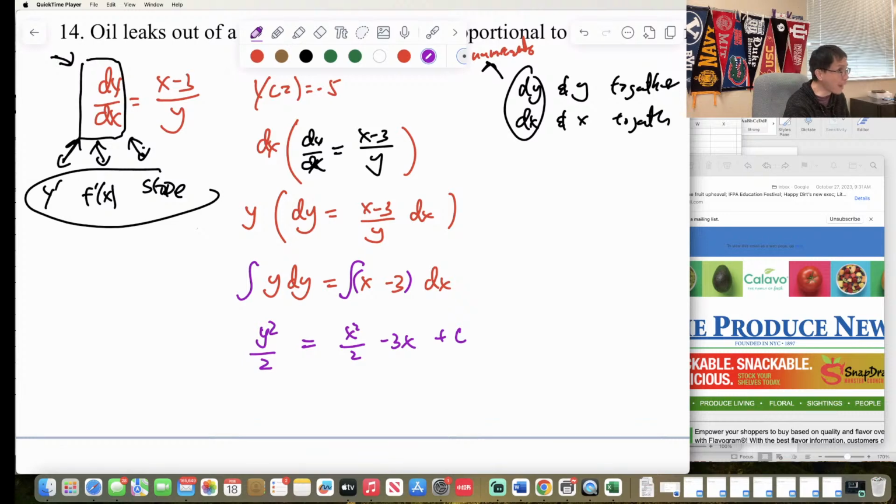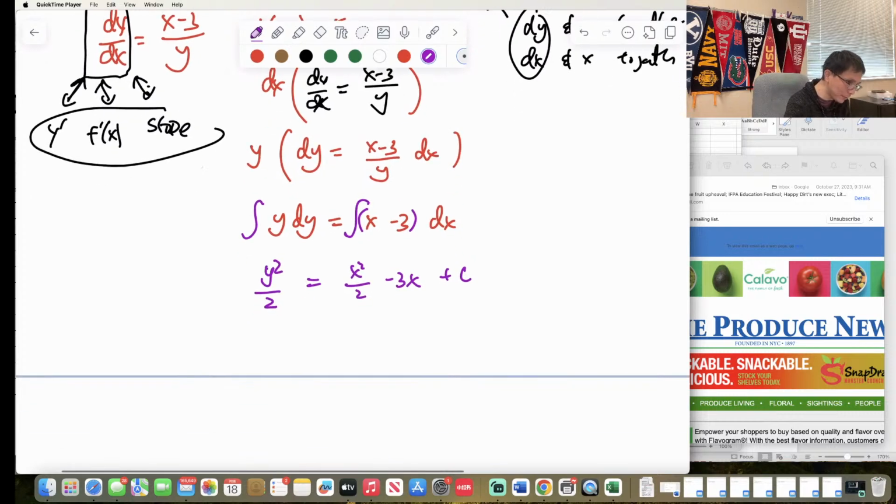Now, after that, I'm going to get y by itself. Find a way to get y by itself. So you want to solve for y, right? What do you have to do in order to solve for y? I need to get rid of the 2 on the bottom. How do I get rid of the 2 on the bottom? Multiply by 2. It's really easy. So that's y squared equals x squared minus 6x.